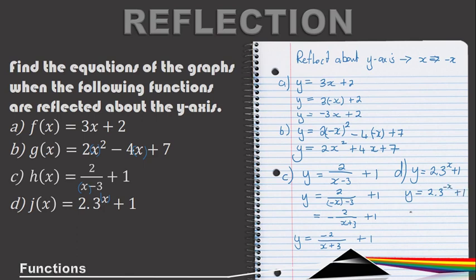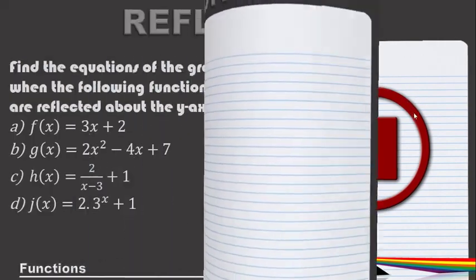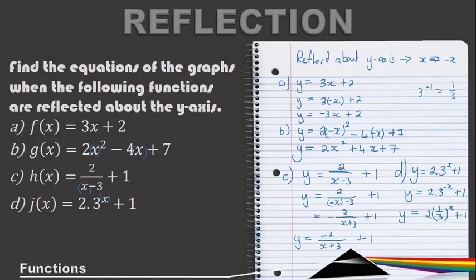That's fine for its final answer, or you can change it into y is equal to 2 times 1 over 3 to the power of x plus 1, where if you have 3 to the power of negative 1, you can just change it into 1 over 3, because you take the base down, right? You take the base down and then the exponent becomes positive, hence 1 over 3 to the power of x.